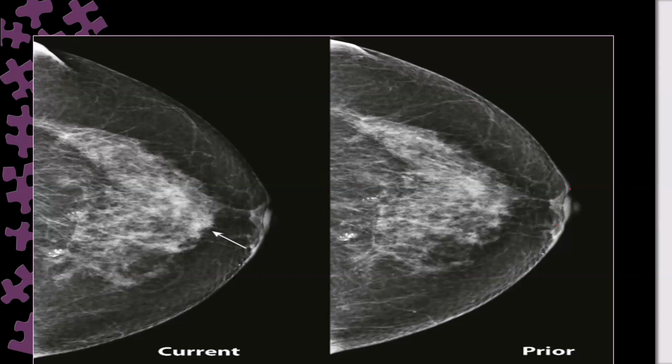We do spot magnification. It can be real, or it can be a superimposed tissue. Spot magnification, not just magnification. Why spot? Because we need the spot compression more than the magnification. So we have to do spot.